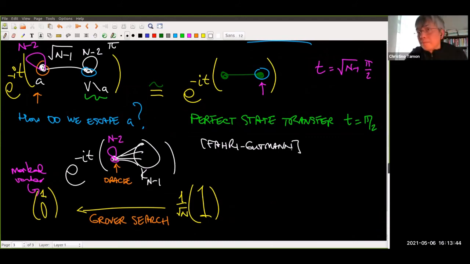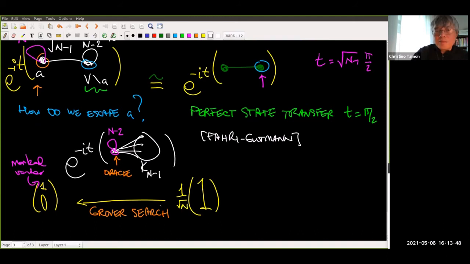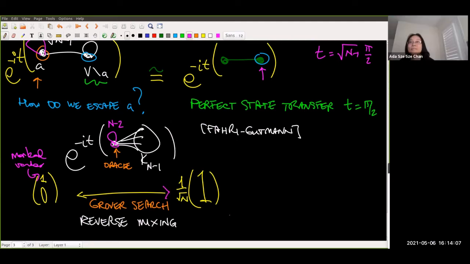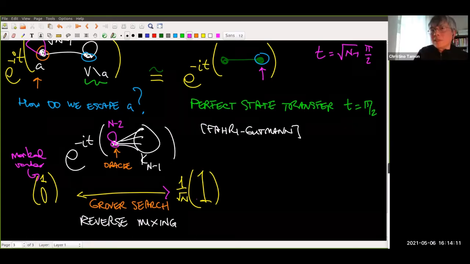Okay, right, good. Any questions? So here, what we've seen is Grover search is actually a form of reverse mixing. Going this way is uniform mixing, but going the opposite is Grover search, essentially. Is that okay? Questions? Okay, good.